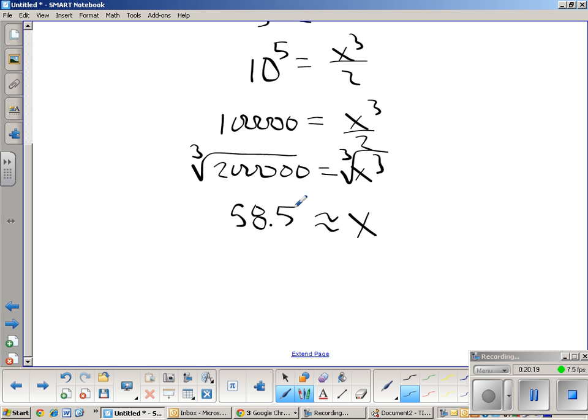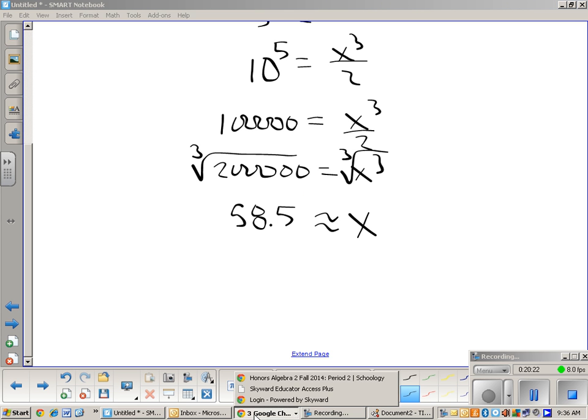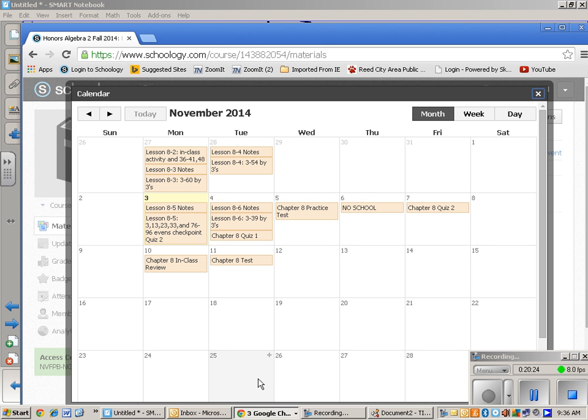Okay. Remember our assignment, lesson 5. Kind of an odd assignment. It's 3, 13, 23, 33, 76 through 96 evens, and then the checkpoint quiz. Can you say that again? Yep, it's 3, 13, 23, 33, 76 to 96 evens, and then the checkpoint quiz.